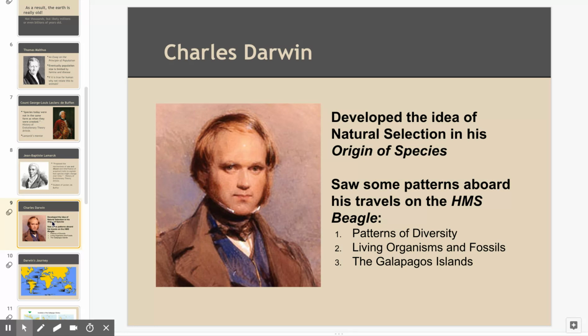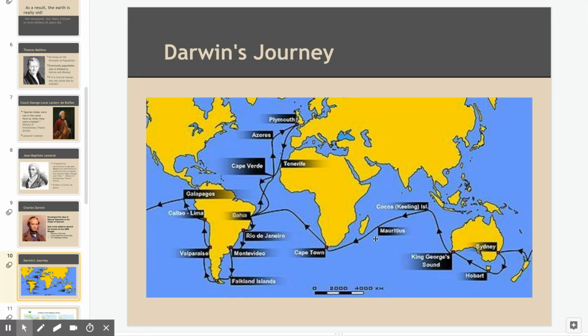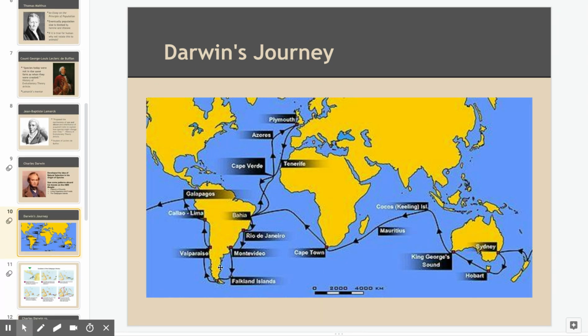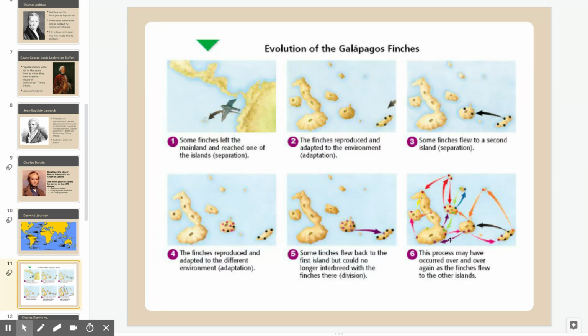He saw some patterns while he was on a ship called the HMS Beagle. He was looking specifically at patterns of diversity, so how different living things that were technically the same species look different. He was looking at living organisms and fossils. And as you may know, he specifically was traveling. He traveled all over the world, but he did a ton of his research in the Galapagos Islands, which are kind of like right over here, okay?